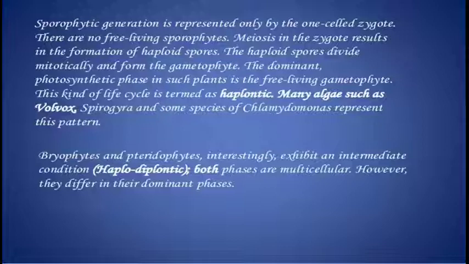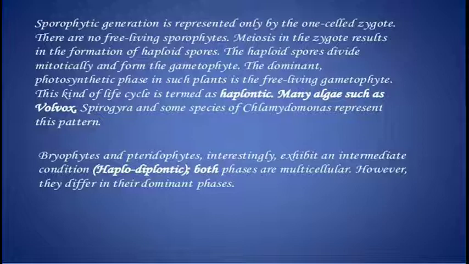Now sporophytic generation is represented only by the one celled zygote. There are no free living sporophytes. Meiosis in the zygote results in the formation of haploid spores. The haploid spores divide mitotically and form a gametophyte. The dominant photosynthetic phase in such plants is the free living gametophyte. This kind of life cycle is termed haplontic. Many algae, such as Volvox and some species of Spirogyra, represent this pattern.